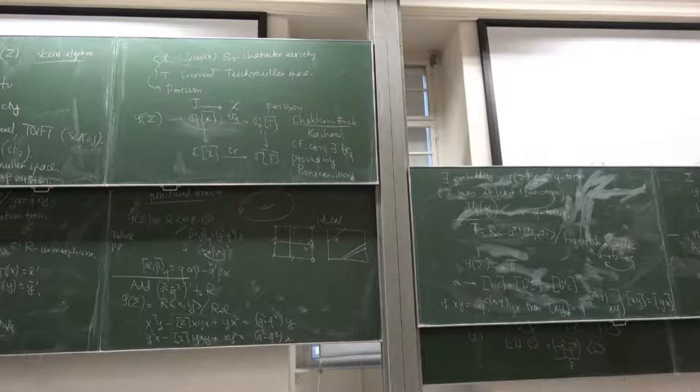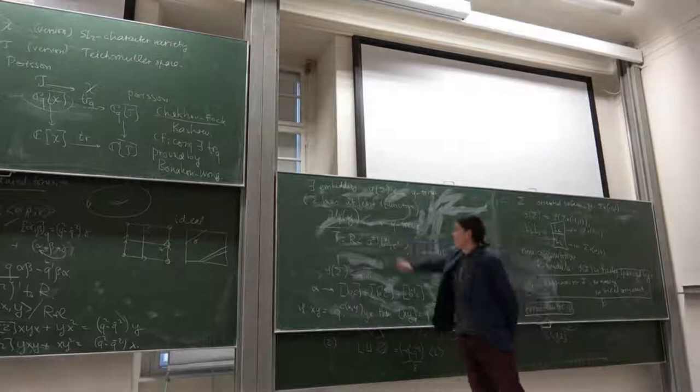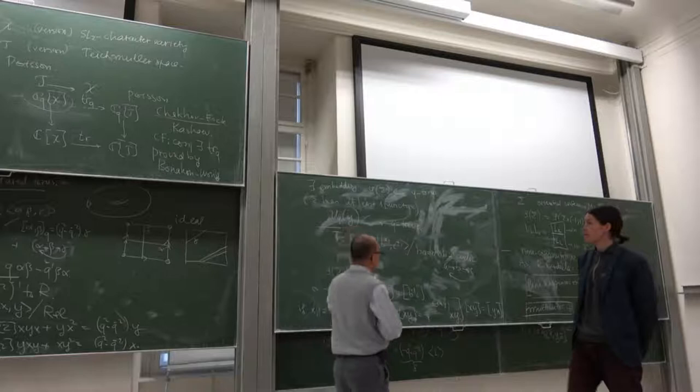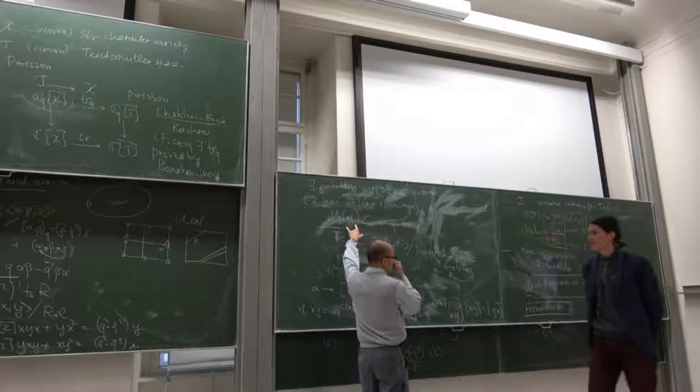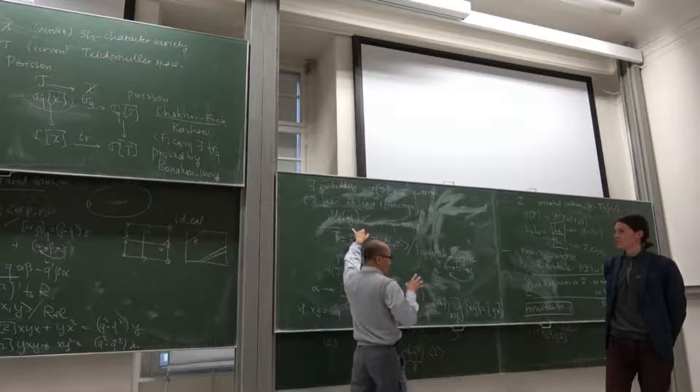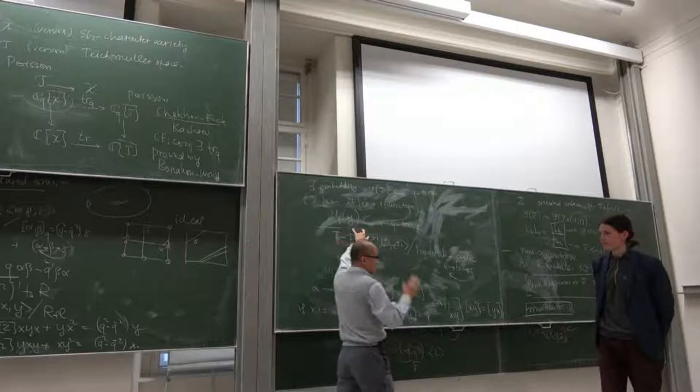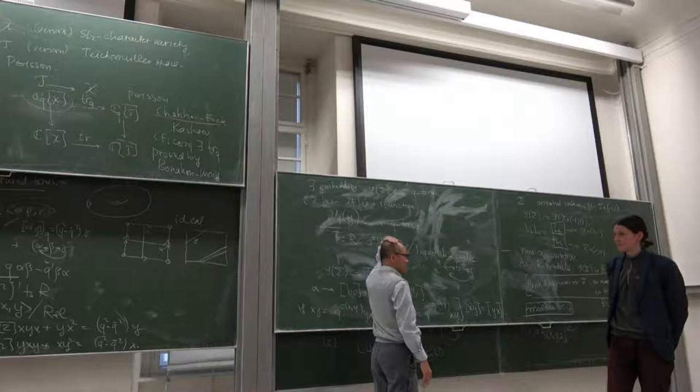So let me ask one further question. In your embedding here, what is the relation between the ring and the dimension of the torus? Oh, for this one here? Yes. That's a good question. For UqSL2, it is more or less dimension 3, right? And you can choose also dimension 3 here. But I don't think that's true for a general Lie algebra.